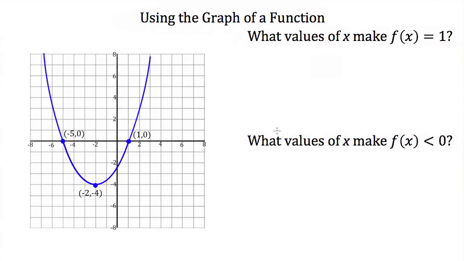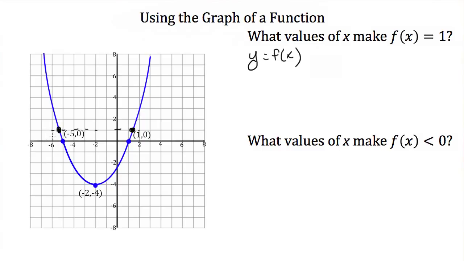Let's answer a couple more questions about this graph. Here we want to know what value of x makes our function equal to 1. Well, again, remember that y is equal to f of x. So if f of x is equal to 1, that means y is equal to 1. So if we go to where y is equal to 1, that would be here. And we want to know where on this graph y is equal to 1, that would be right here and right here.